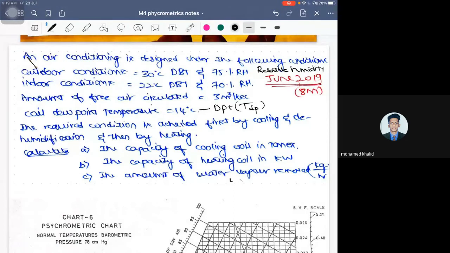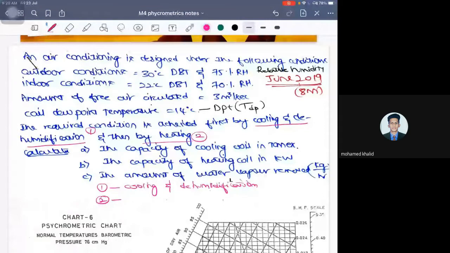The required conditions are achieved first by cooling and dehumidification and then by heating. So just carefully observe the sentence. The required condition is achieved first by cooling and dehumidification, which is the first one, and then by heating, which is the second one, right? The first process is cooling and dehumidification, correct? And the second process is heating.